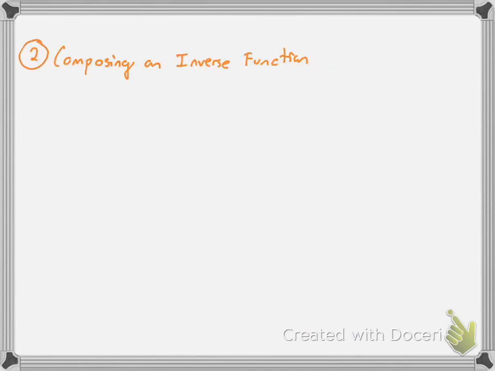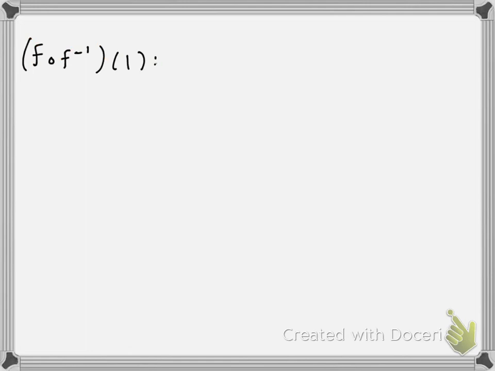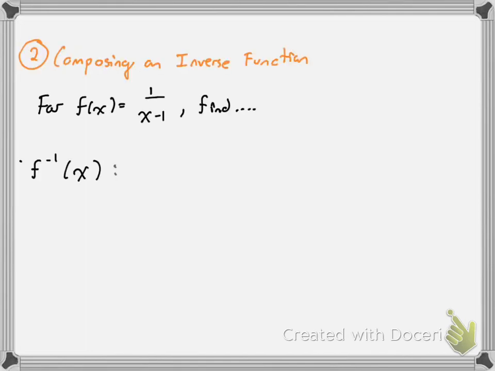So another way of writing this would be to call it an inverse function. So here I have f of x equals 1 over x minus 1, and I want to find the inverse function. Sometimes you could write the inverse as f negative 1 of x. So I'm just going to write out my equation f of x equals 1 over x minus 1.